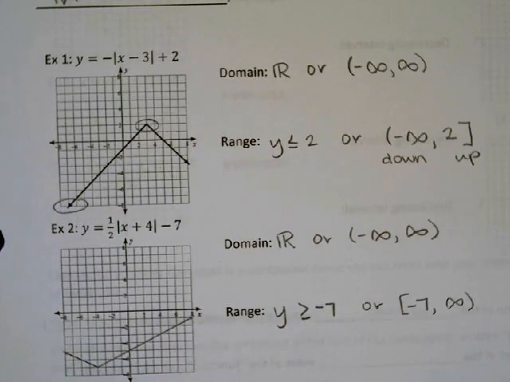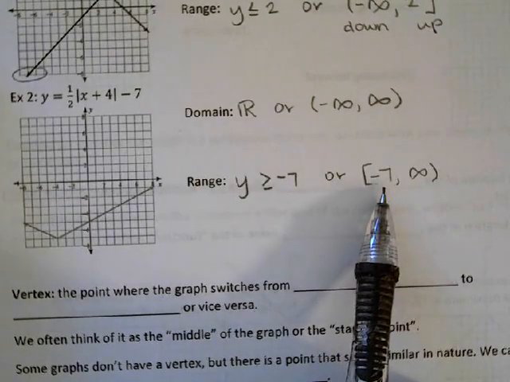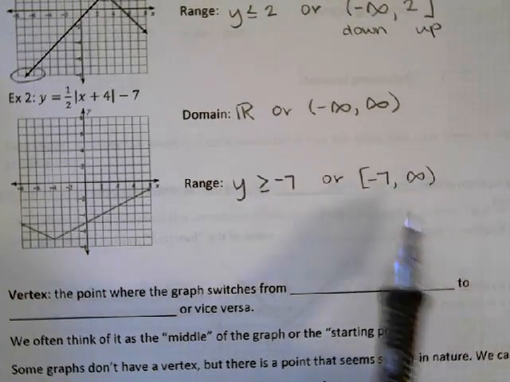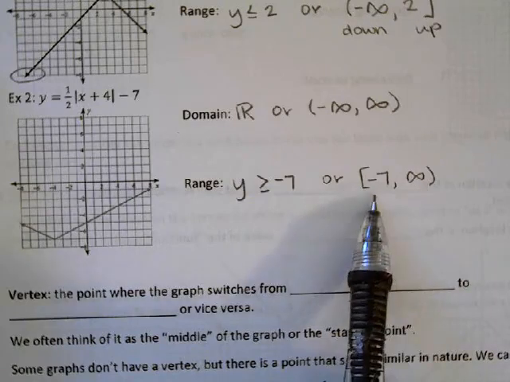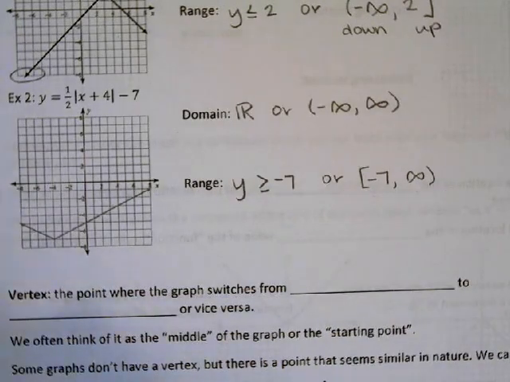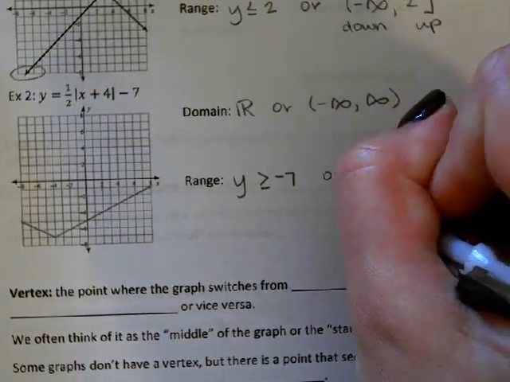So here, negative 7 is small. Infinity is huge. So we're going from down to up. We're going from smallest to biggest. Does that make sense? Yeah. So down to up, smallest to biggest. Good question.